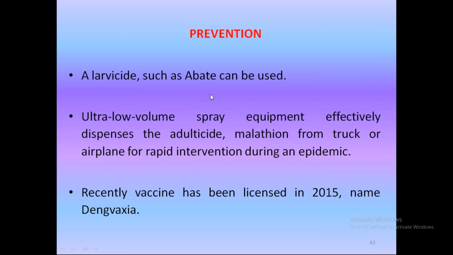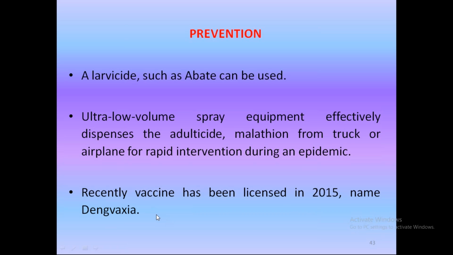Prevention by larvicides such as Abate can be used. Ultra low volume sprays effectively disperse the adulticide, that is malathion. You will be seeing regularly they're spraying the malathion. And also recently a vaccine is licensed, not in India, but in endemic countries like Mexico and Thailand and some other countries. Since 2015 onwards, they licensed this dengue vaccine, that is Dengvaxia.